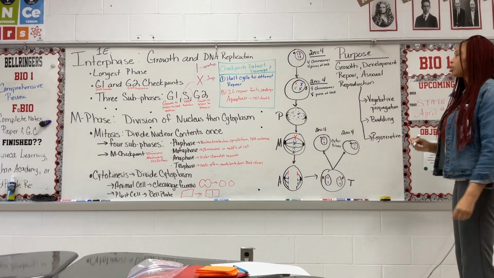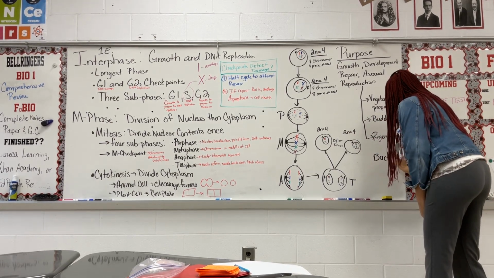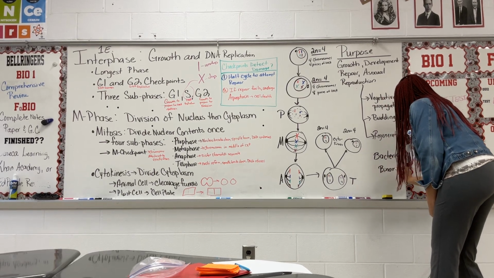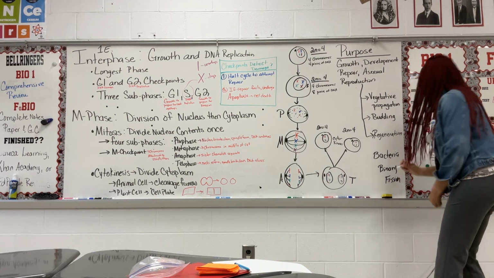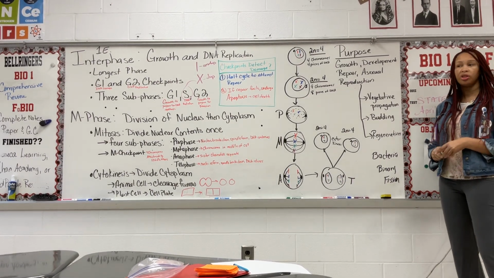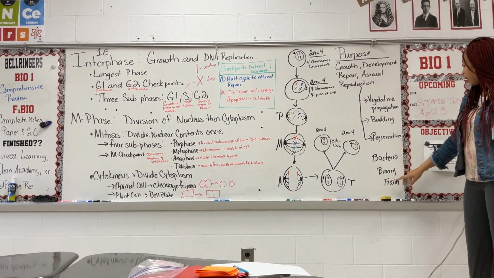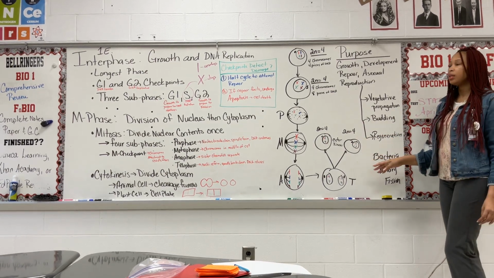Now, bacteria also reproduce asexually, and bacteria use binary fission. And the reason why bacteria use binary fission and not mitosis is because mitosis means to divide the nucleus, and bacteria are prokaryotic. They don't have a nucleus. You can't divide what you don't have, okay? So bacteria use a process called binary fission, which is very similar to mitosis, but it is not mitosis.